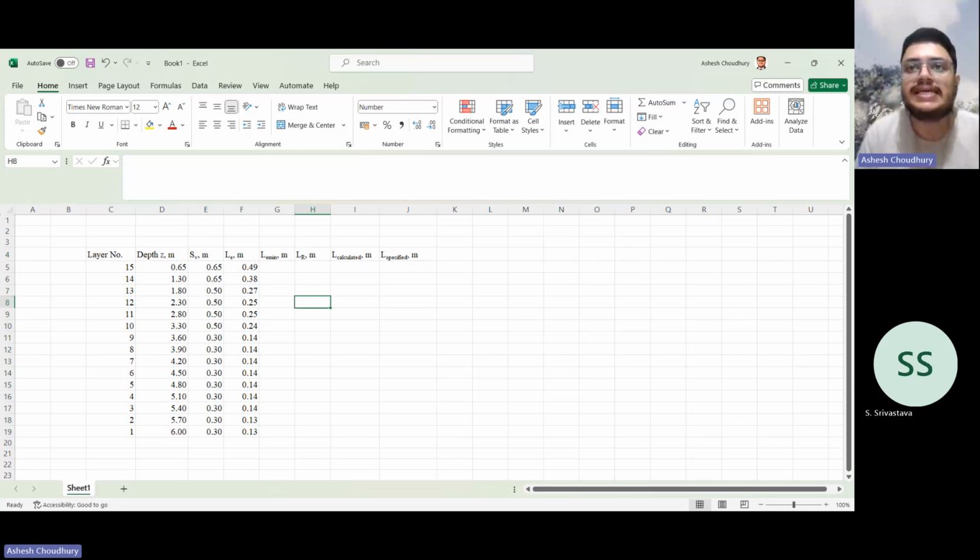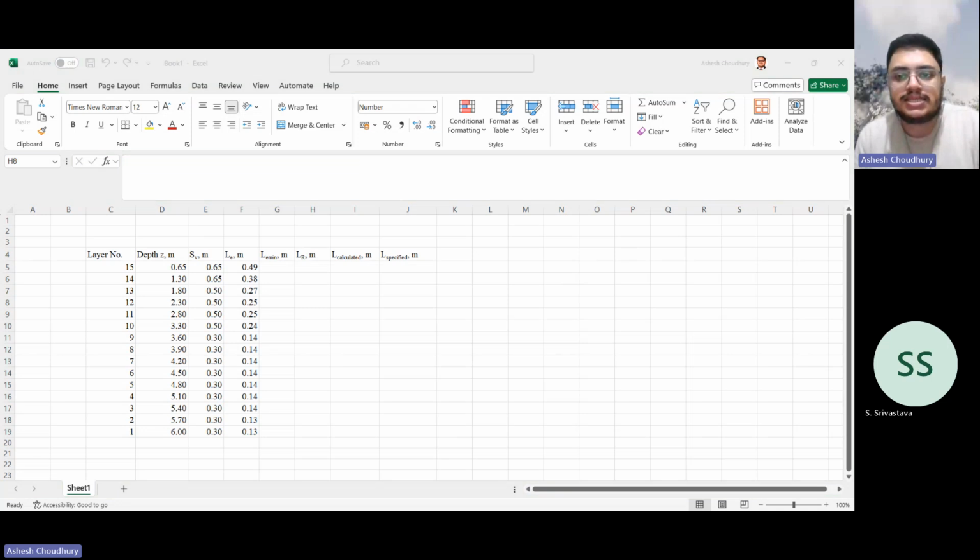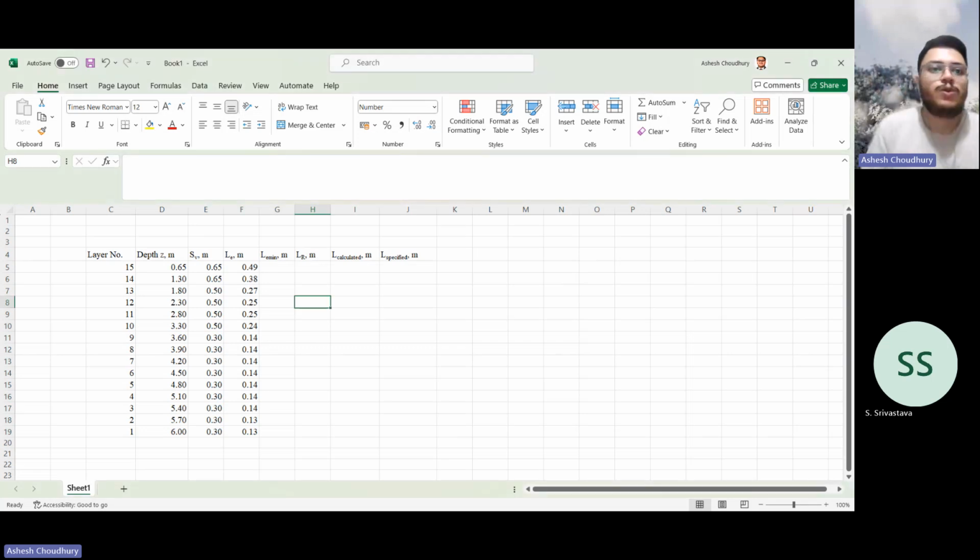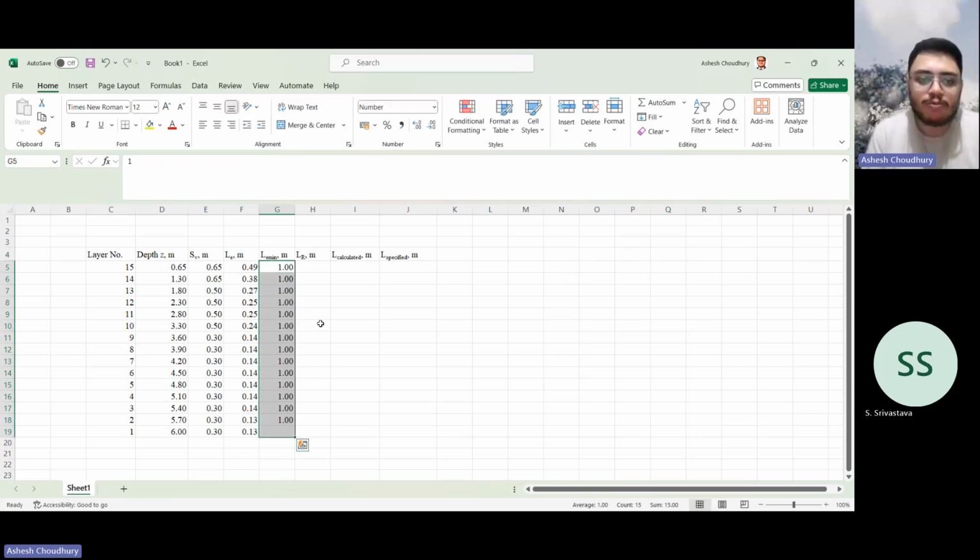Okay. So you can see it very well that all the LEs are less than the LE minimum. So what is LE minimum? LE minimum is 1 meter, as specified by the Federal Highway Administration. So it is minimum. So LE is less than LE minimum, so if we take LE, LE is LE minimum. Okay, 1 meter you have to take.